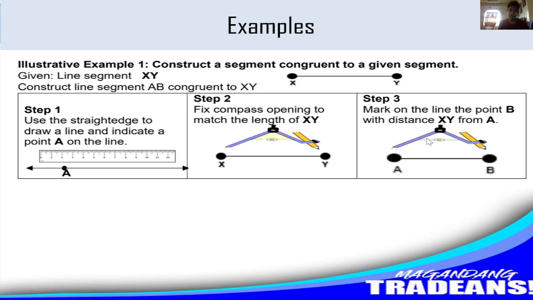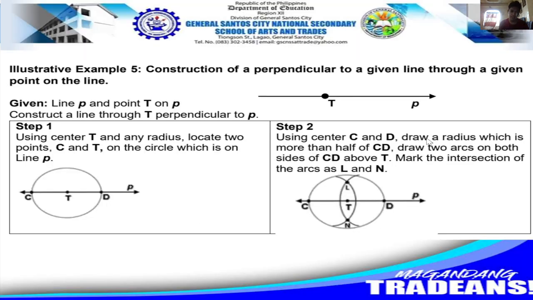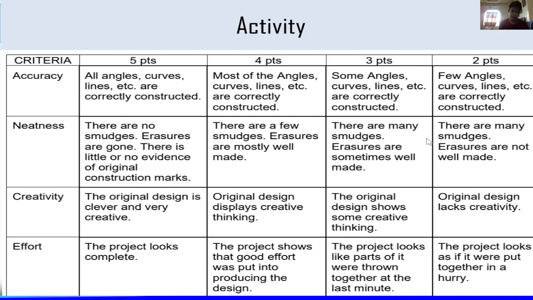So, expected on this lesson, you are going to have an output of 6 outputs. So that's the construction of segment congruent to a given segment. So this is example number 1. Gagawin nyo po ito. This is worth 20 points I think. Wait lang ha, itingnan ko muna. So that is 5, 10, 15, 20.